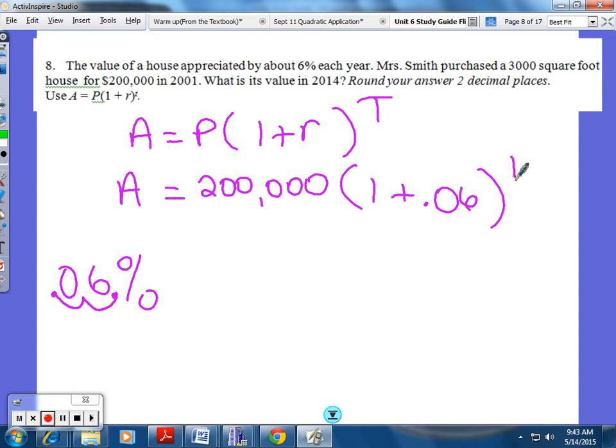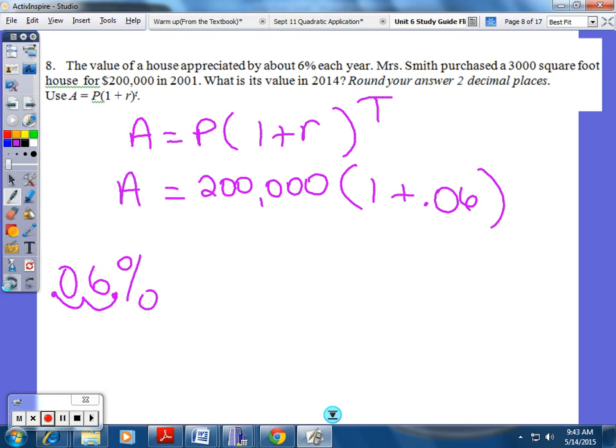And the T, they want to know how much your house is worth after how many years. Well, if they asked for 2014, we started in 2001. How many years between 2001 and 2014? It's 13 years between them. So that's why we put a 13 here. Okay. And then we just go put that in our calculator and see what the answer is.